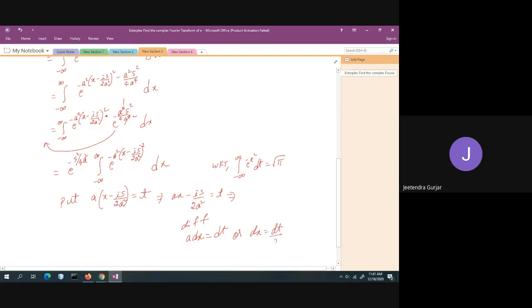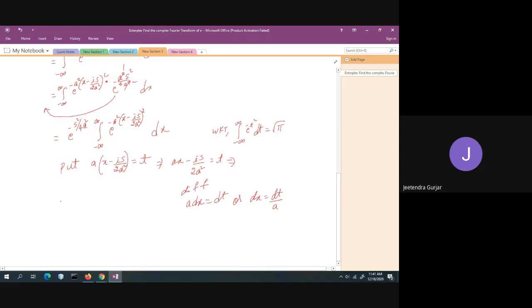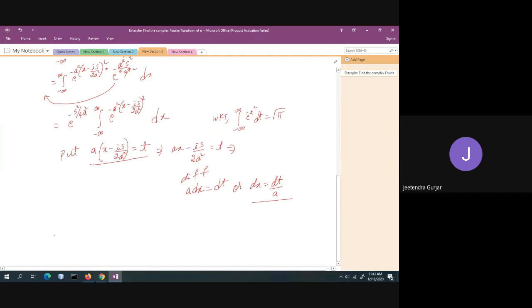So these two values I will substitute: one is this value, and another one is the dx value. So this is equal to e raised to minus s square upon 4a square, integration minus infinity to infinity e raised to minus t square. You can see this is a square x minus i s upon 2a square the whole square, so this is t square. Is it clear? Now dx I will substitute as dt upon a.